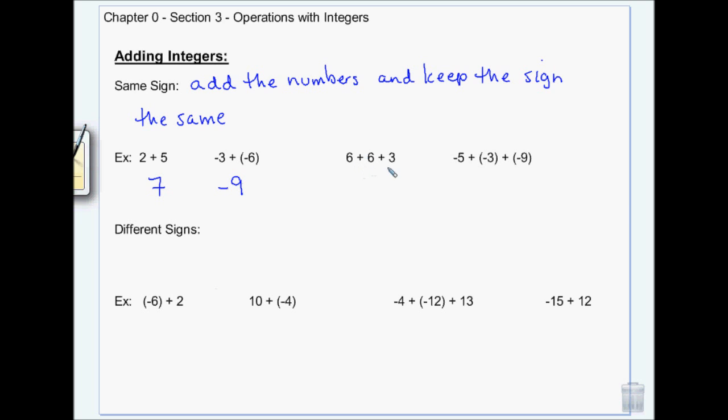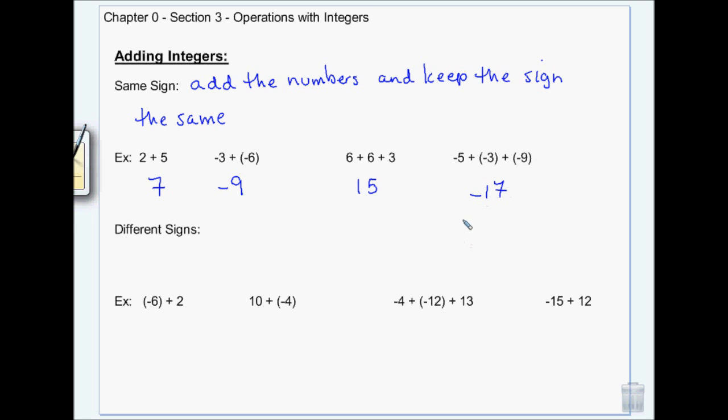6 plus 6 plus 3? 15. 15, right? They're all positive, so my answer is positive. And then negative 5 plus negative 3, so it's 5 plus 3 is 8, plus 9 is 17, so it's all negative, so it's negative.